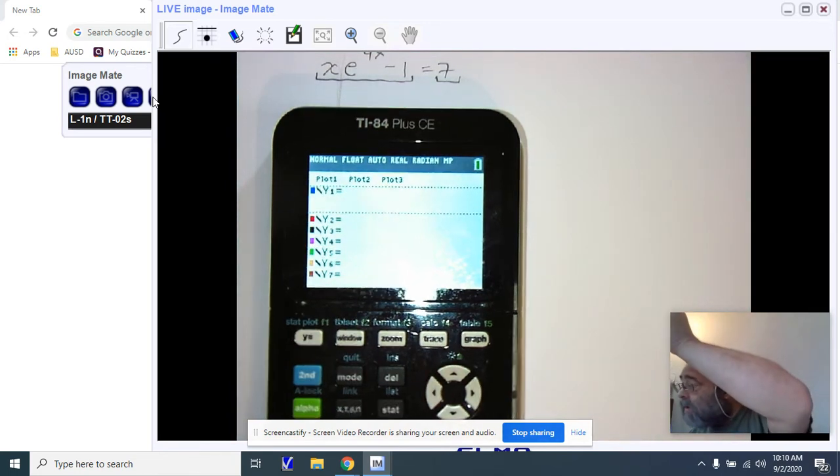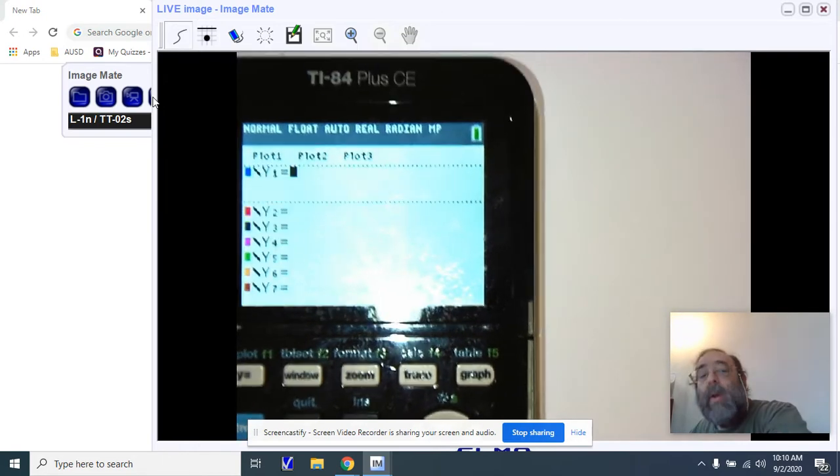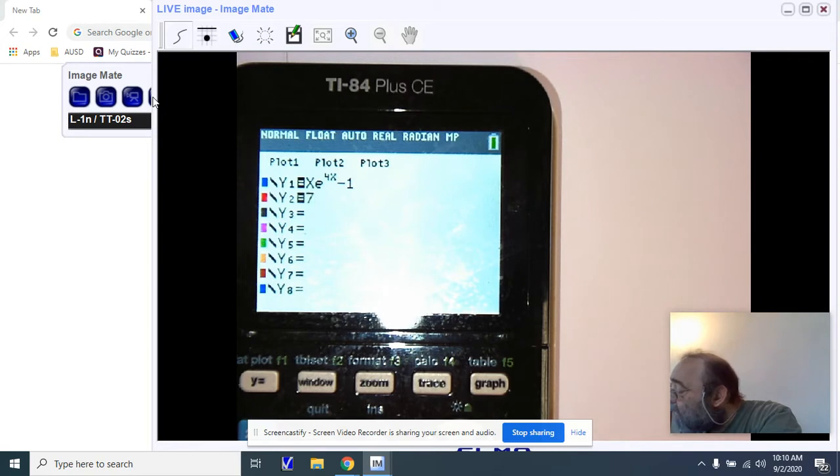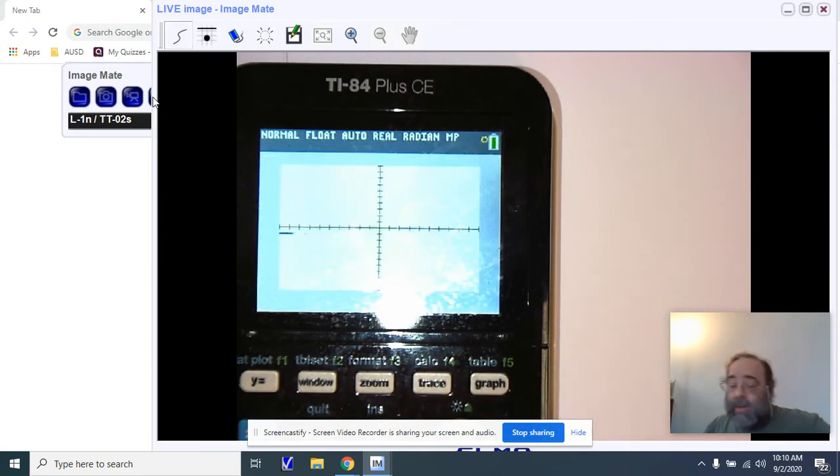So when you're doing this, let's just remind ourselves, we're going to start with an x. E is found by second divided by. Right above the division is the house, that top of the roof. It's called the caret. It gives us to the power of. We put 4x. We move the arrow over and we go minus 1. Go to y2 and put in 7 and follow it with zoom 6. You should see an exponential curve and a horizontal line. You are looking for the intersection between the two.